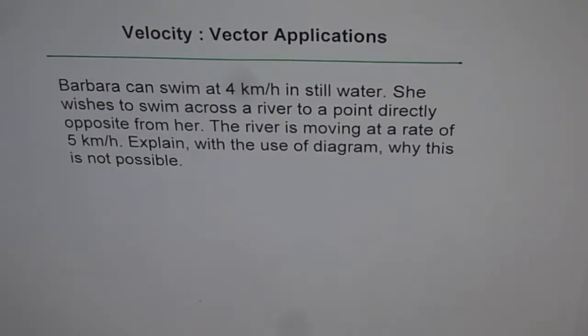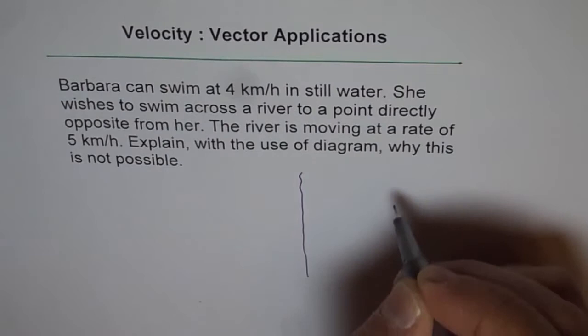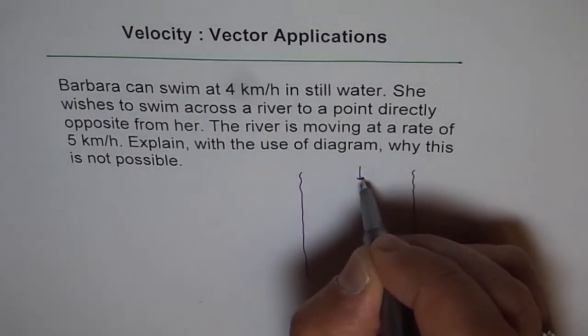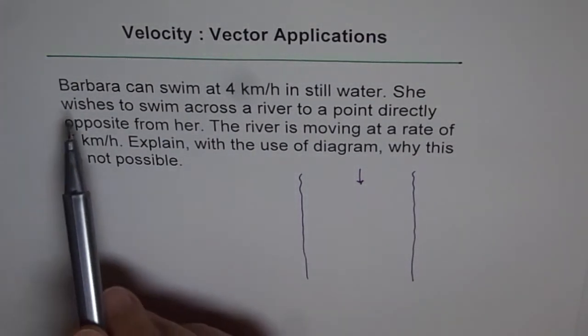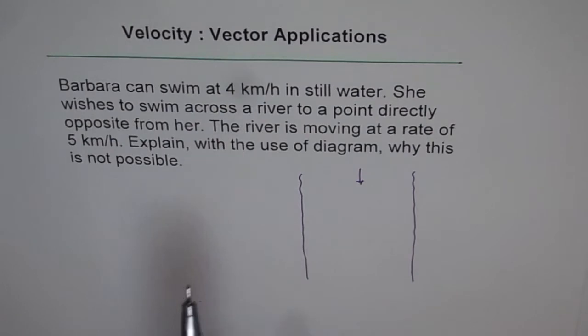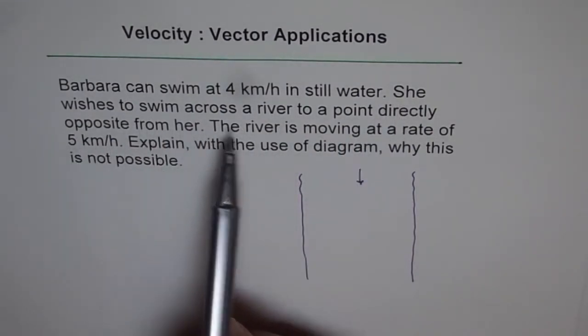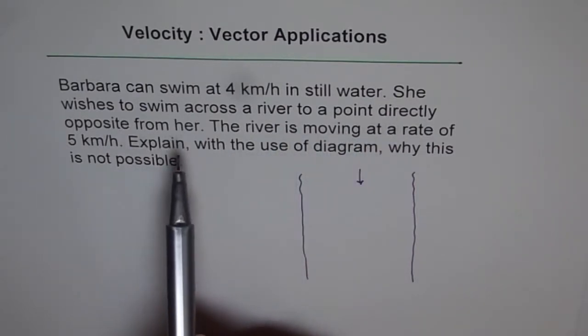Well, that's interesting. So try doing this question and then look into my suggestion. So it's kind of like this. Here we have a river flowing. I like to always show the river flowing downwards like this. So that is the flow of the river. Now what's happening here is that Barbara can swim at 4 kilometers an hour in still water, and she wishes to swim across the river to a point directly opposite from her.